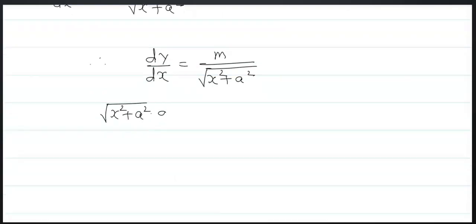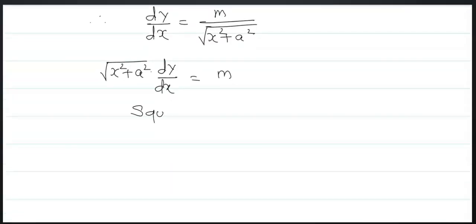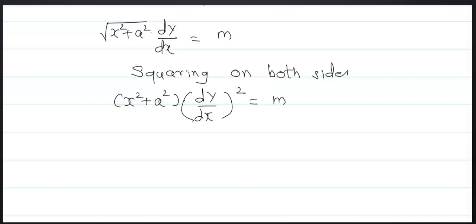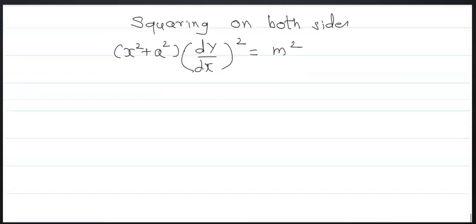That is, root of x square plus a square into dy by dx equals m. Now squaring on both sides, therefore you will get x square plus a square into dy by dx bracket square is equal to m square. Therefore, differentiate this with respect to x.